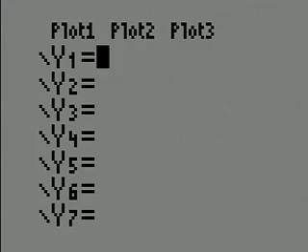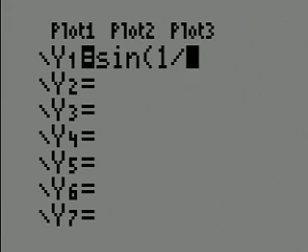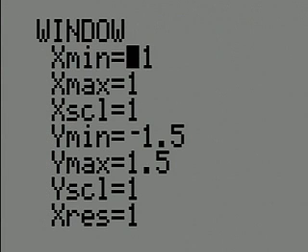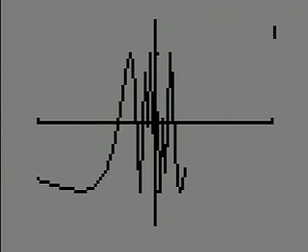So I take my y key, I plug in sine 1 divided by x, and then I want to look at my window. In this case I'm setting my window at -1 to 1 for the x value, and -1.5 to 1.5 for the y value, and then I'll hit graph, and you can see it get drawn for you. So again, it shows the oscillating motion that we're interested in observing.